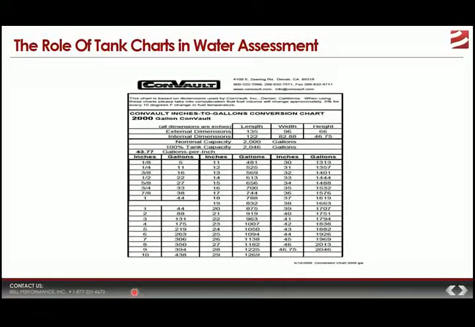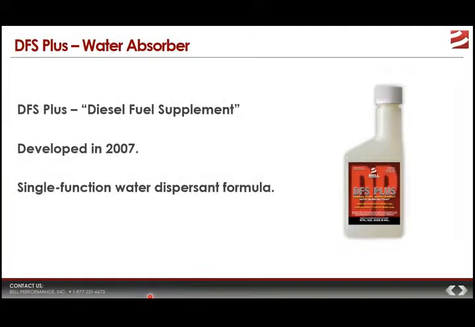And for cases like that, if the water volume is just bumping up the trace or if it's a small amount, let's say he's only got an eighth of an inch, well then in a case like that, a chemical treatment might be better, might be more cost effective for cleaning up the small amounts of water. In these cases, Bell Performance has a solution. We have a specialty water absorbing or water controlling treatment that's called DFS Plus.